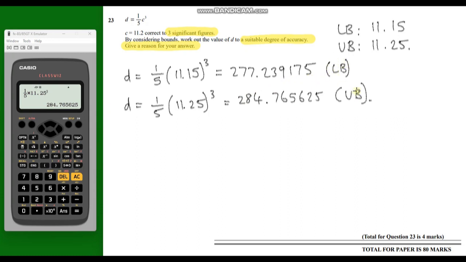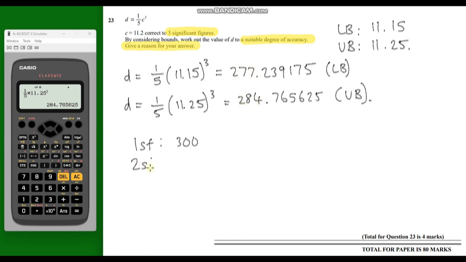So now we've got our lower and upper bounds for D. We know that the exact answer will be somewhere in between, but we don't know what the exact answer is. So we're just going to have to give a value to a suitable degree of accuracy. So let's think about the worst estimation of our answer. What would we know that they both round to? We know that they both round to 300. So if we're thinking about one significant figure, you can see that this rounds to 300 and this also rounds to 300.